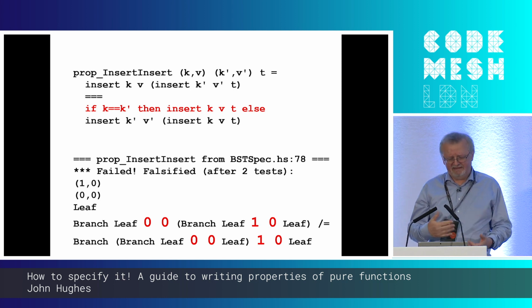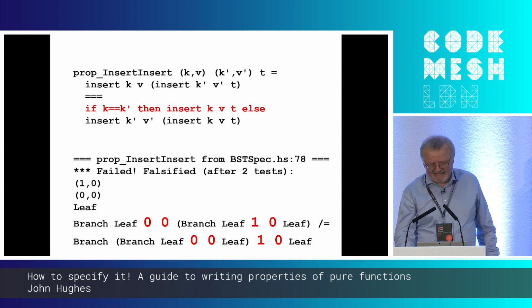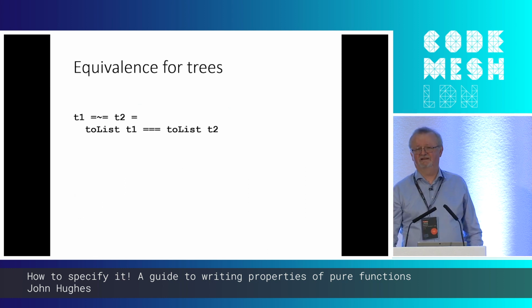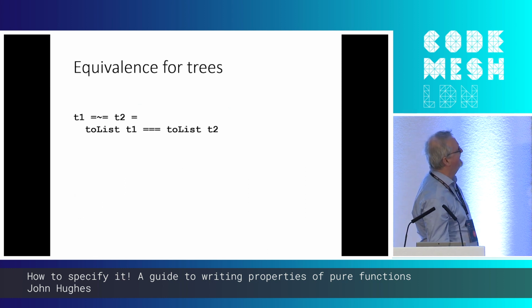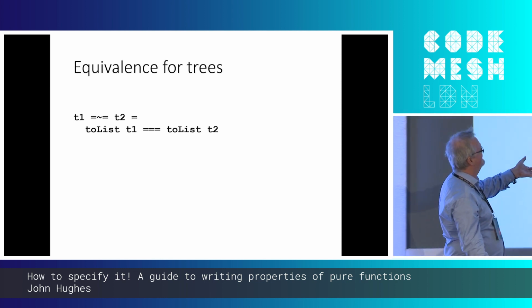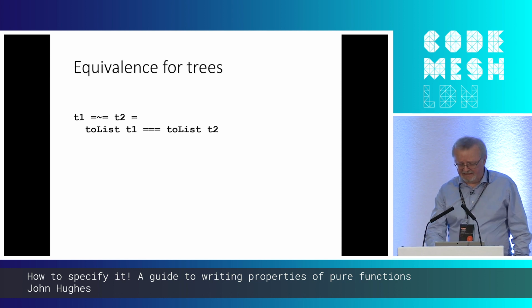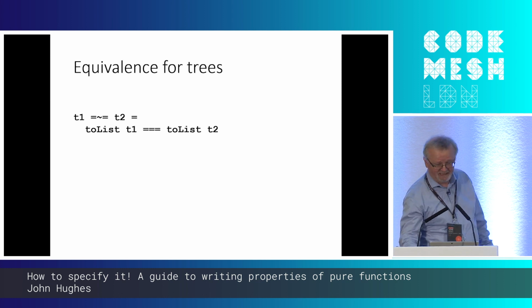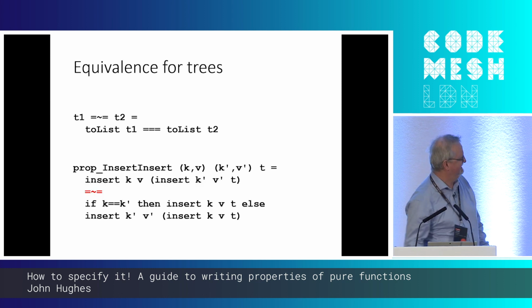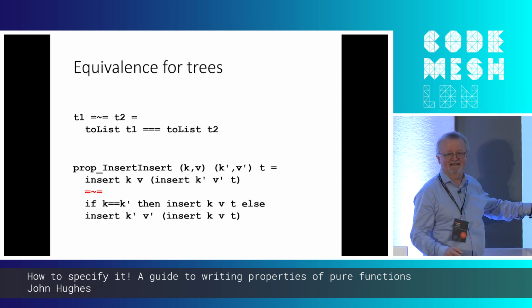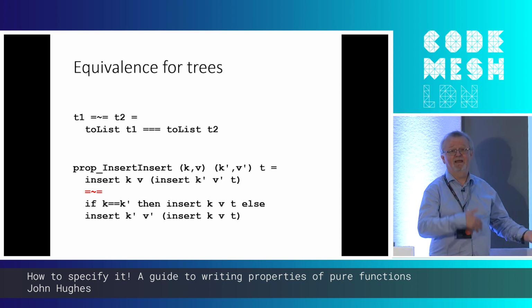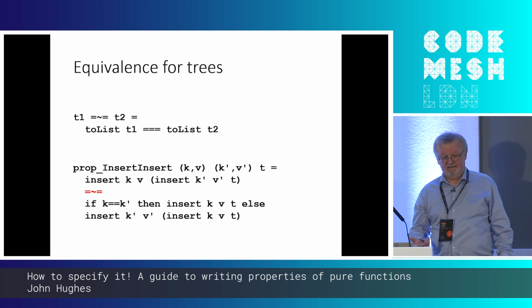So very often when we write these metamorphic properties, we have to define an equivalence on trees. And I'm going to say two values are equivalent if they contain the same list of keys and values. And now I can modify my property to use this weaker check, and the test will pass. And I can go on to write many more metamorphic properties using the same ideas.